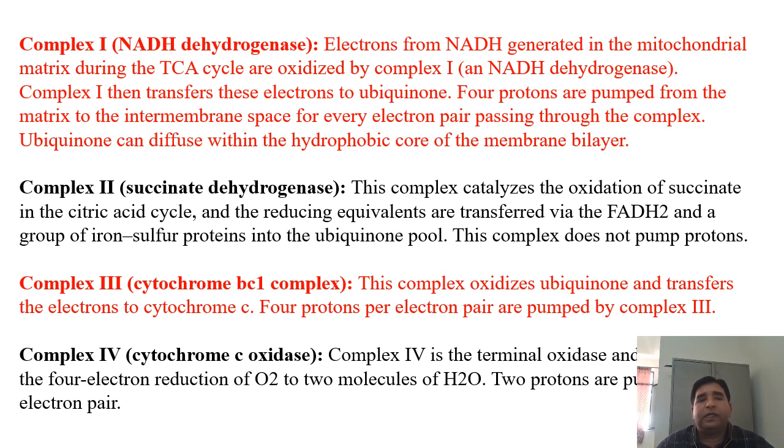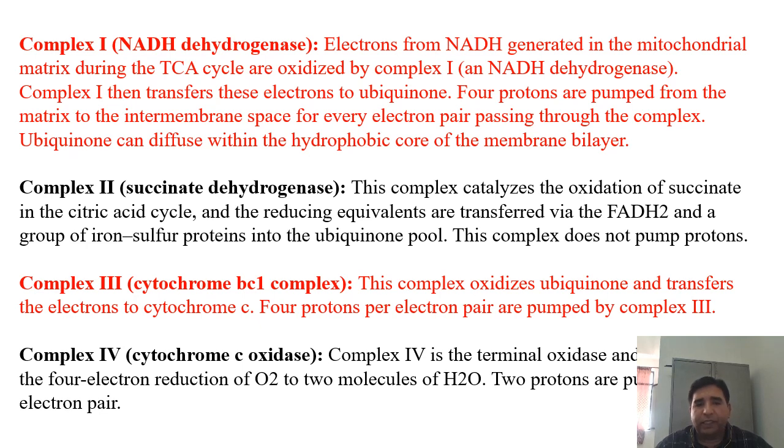Complex 1 is NADH dehydrogenase. Electrons from NADH generated in the mitochondrial matrix during the TCA cycle are oxidized by complex 1. 4 protons are pumped from the matrix to the intermembrane space. And complex 2, that is succinate dehydrogenase, uses FADH2, but in this process no proton is pumped out of the membrane.